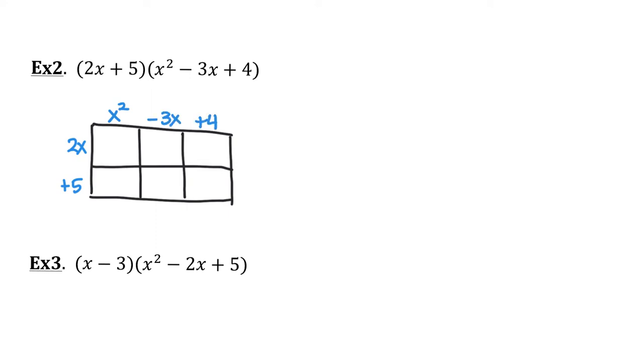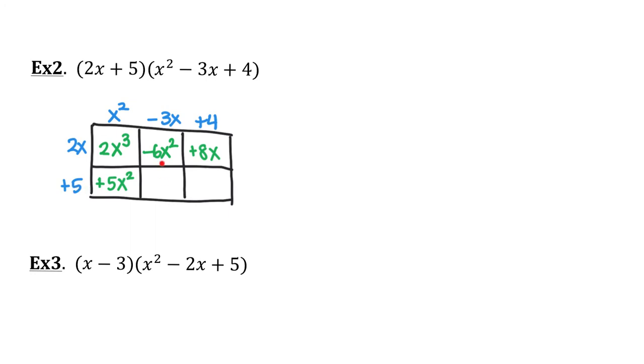Then I'm going to go ahead and multiply to figure out what goes in each box. So 2x times x to the second is going to be 2x times x to the second, which is now x to the third. If I go here, 2 times negative 3 is negative 6, and then x times x is x to the second, so negative 6x to the second. If I go here, 2x times positive 4 is positive 8x. And I'm going to keep going. Here I have 5 times x squared, so that's positive 5x squared.